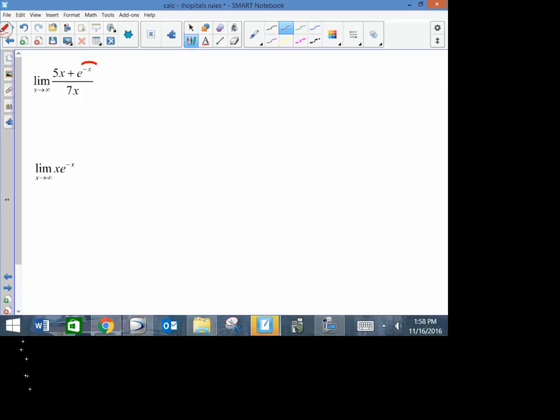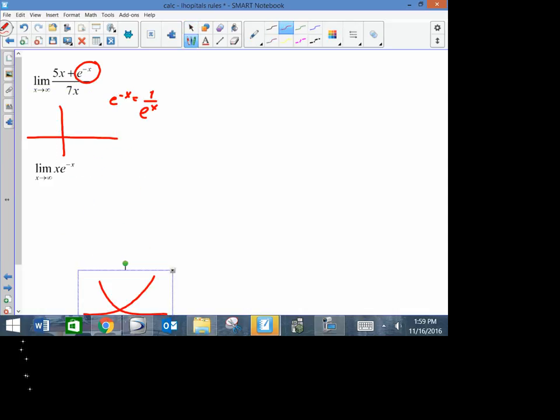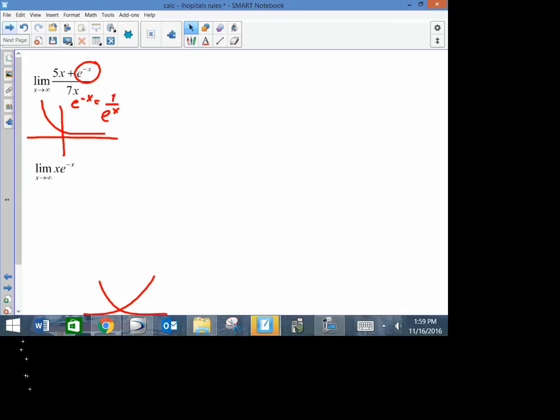Anyway, what does e to the negative x look like as far as a graph? Remember that's 1 over e to the x, right? Does it look like this, or does it look like this? Second. Okay. So it looks like this. All right. So just keep that in mind, because we want to use that.